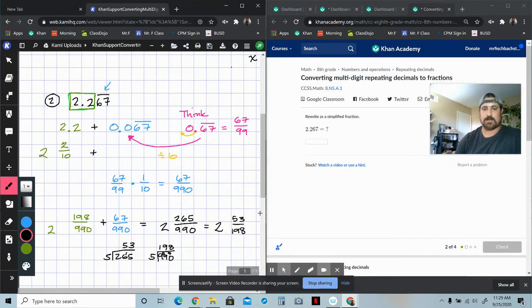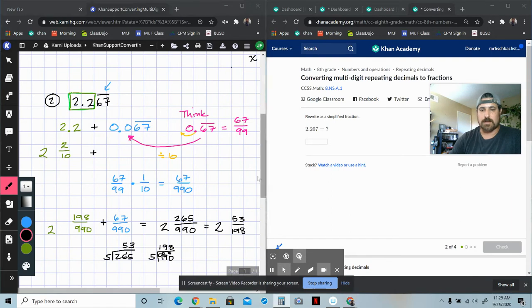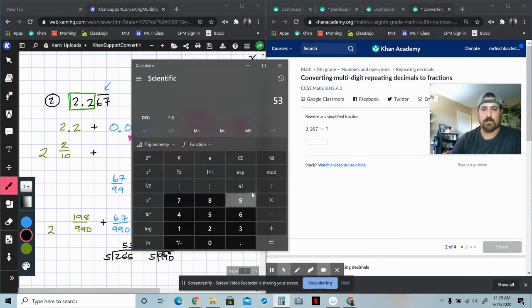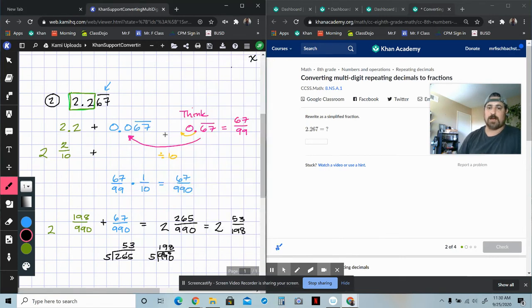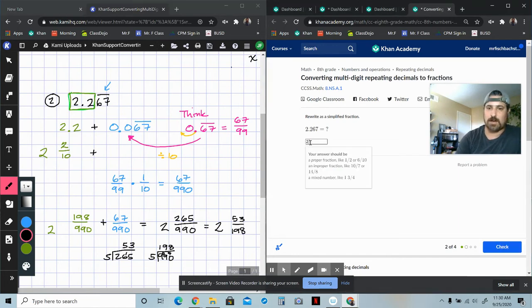And let's just double check to make sure we didn't make any mistake there. So 53 divided by 198 should be the same thing it was before. And it is. So we're feeling pretty good about that. And I'd say that's your final answer. So what is the answer here? You would write 2 and 53 over 198.